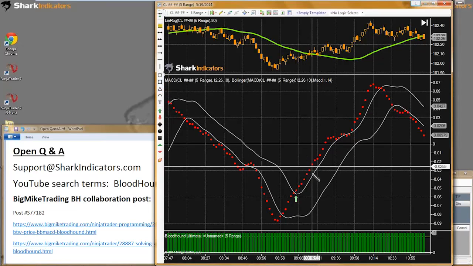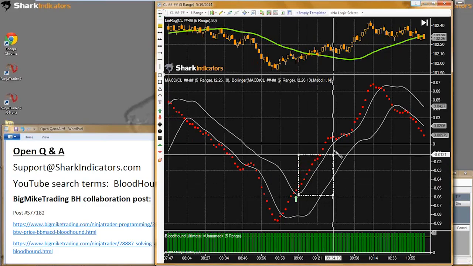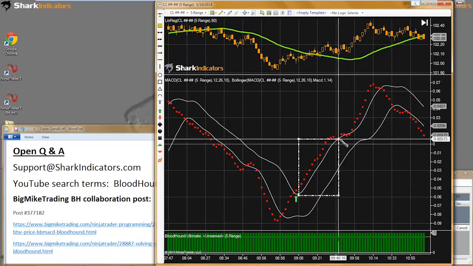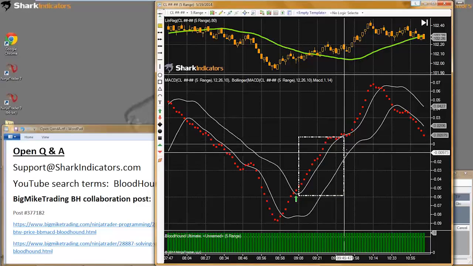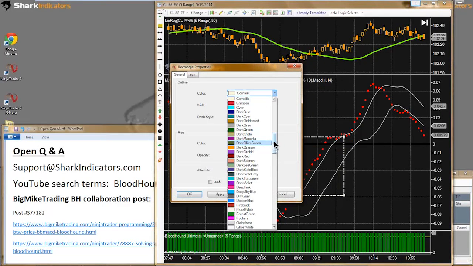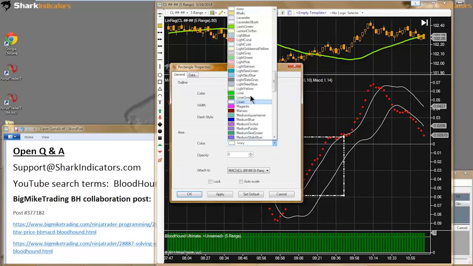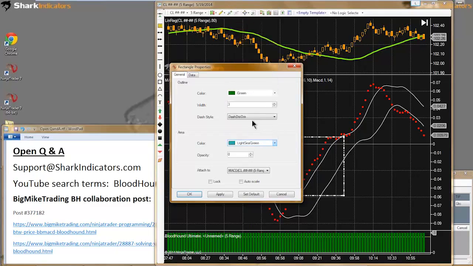versus if you use the comparison solver, essentially you would get a continuous signal all the way up until like here. So this whole area, you would get an output from the comparison solver. So you get a continuous output as long as the BB line is above the MACD line.